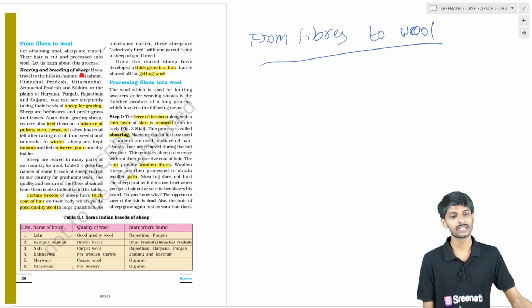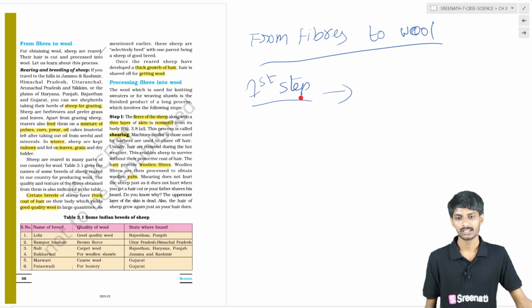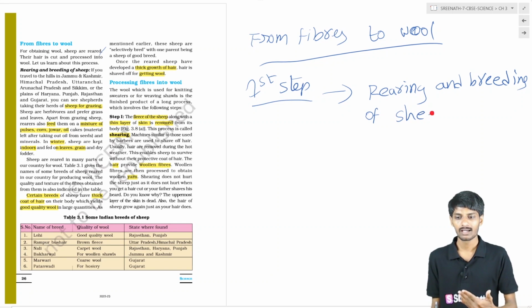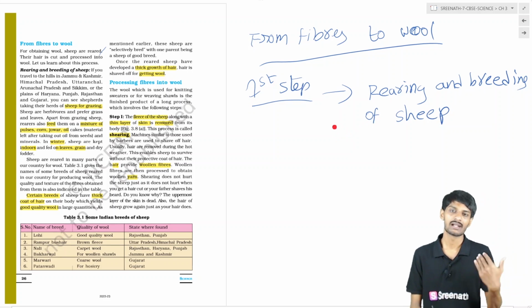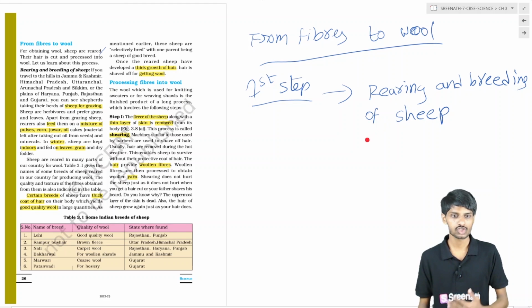So the rearing and breeding of sheep. The first step in the preparation of wool is rearing and breeding of sheep. We have selective breeding, where we select some parents, and for that we rear the sheep and breed them.